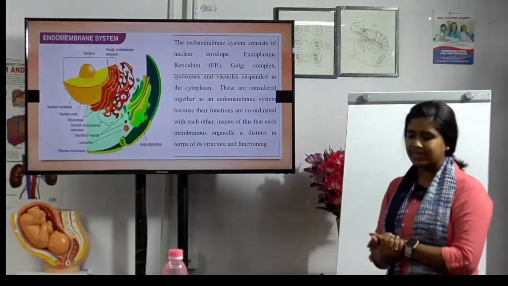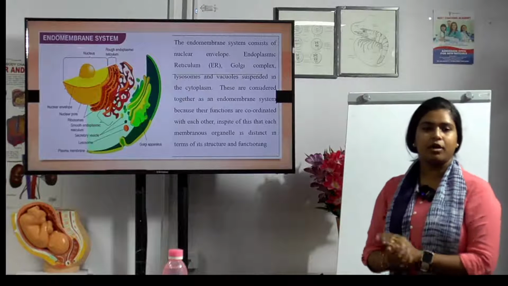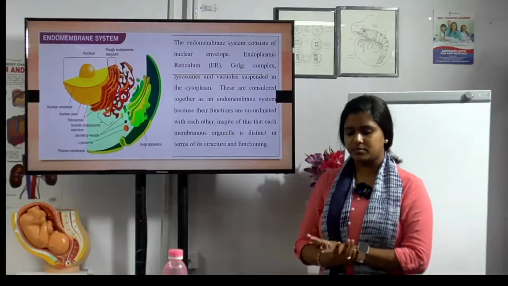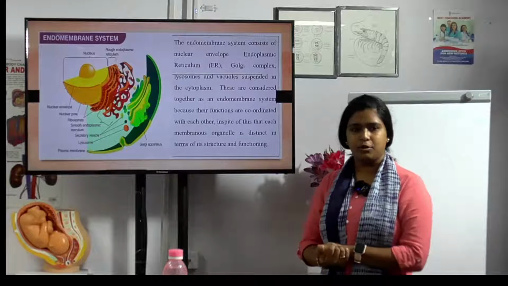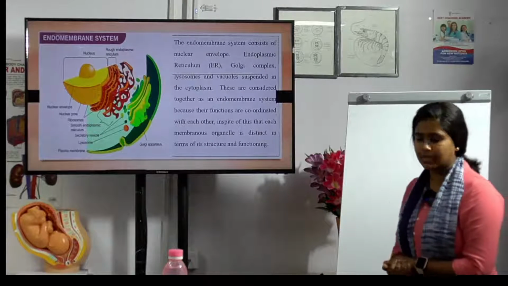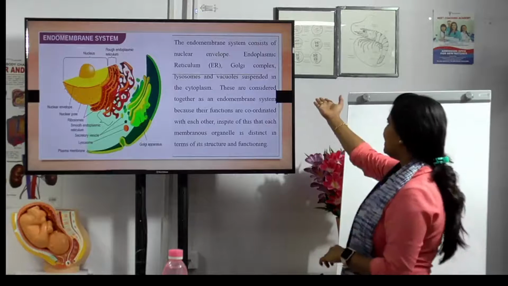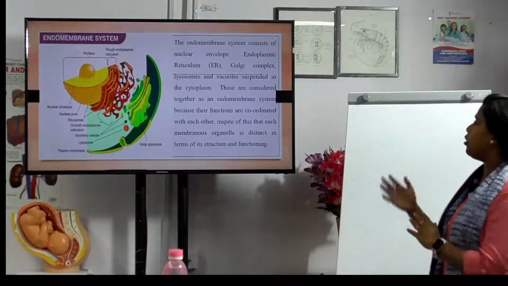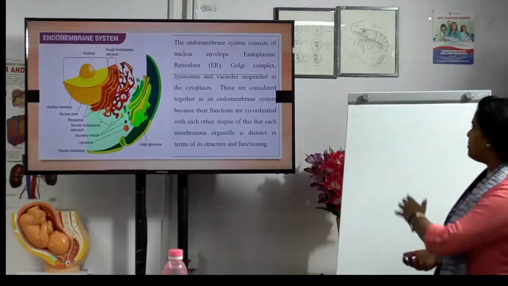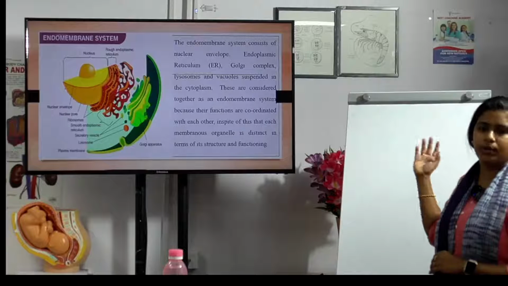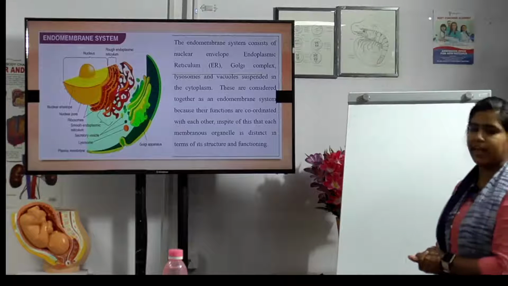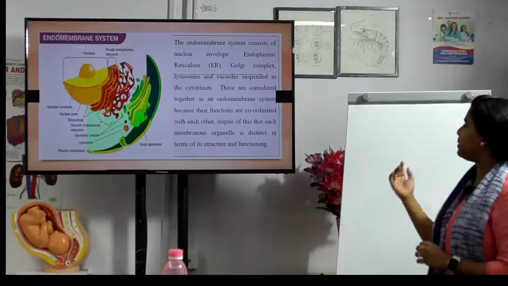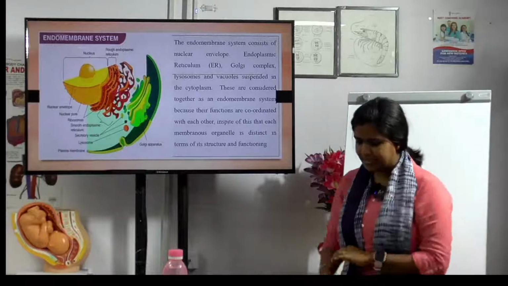Okay, another is the endomembrane system. What are the organelles which constitute an endomembrane system? Any ideas? Endoplasmic reticulum, cell wall. This consists of a nuclear envelope, endoplasmic reticulum and Golgi apparatus, all suspended in the cytoplasm, and they are considered together as an endomembrane system because their functions are coordinated with each other, in spite of the fact that each membrane organelle is distinct in terms of structure and functioning.